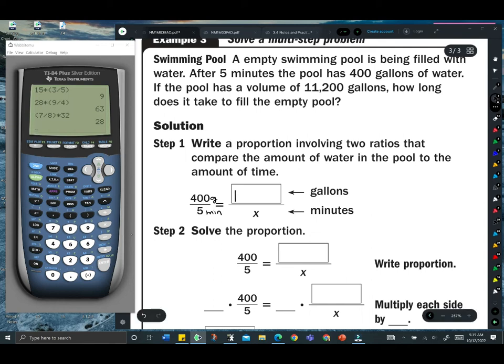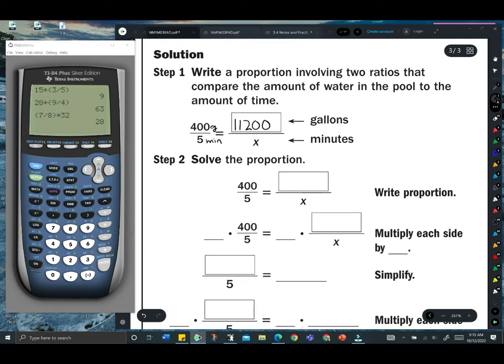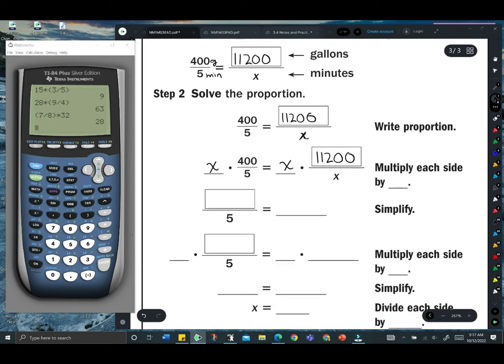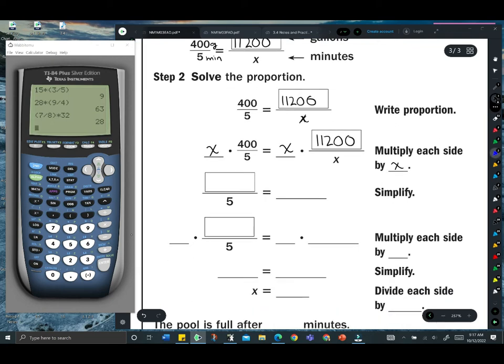So we have a total of 11,200 gallons over the minutes we're trying to solve for, x. Once we set that up, it is now just an exercise of multiplying. Now, we have a little bit different of a way to solve this. Let's still multiply each side by our denominator x. On the right, those x's are going to cancel. On the left, we're going to have 400x over 5 is equal to 11,200.